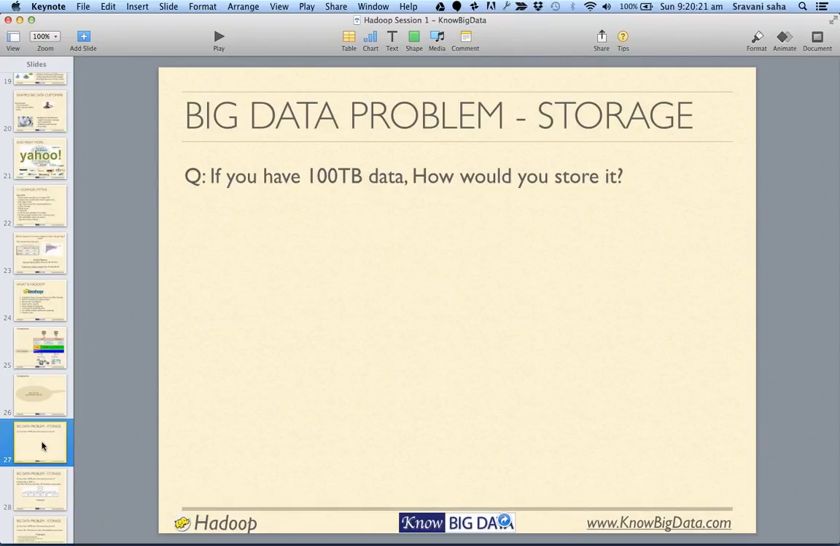If you have to store 100 terabytes of data, what kind of system will you build? How will you build 100 terabytes of storage? Okay, take your time, think about it. I'll wait for 1 minute.